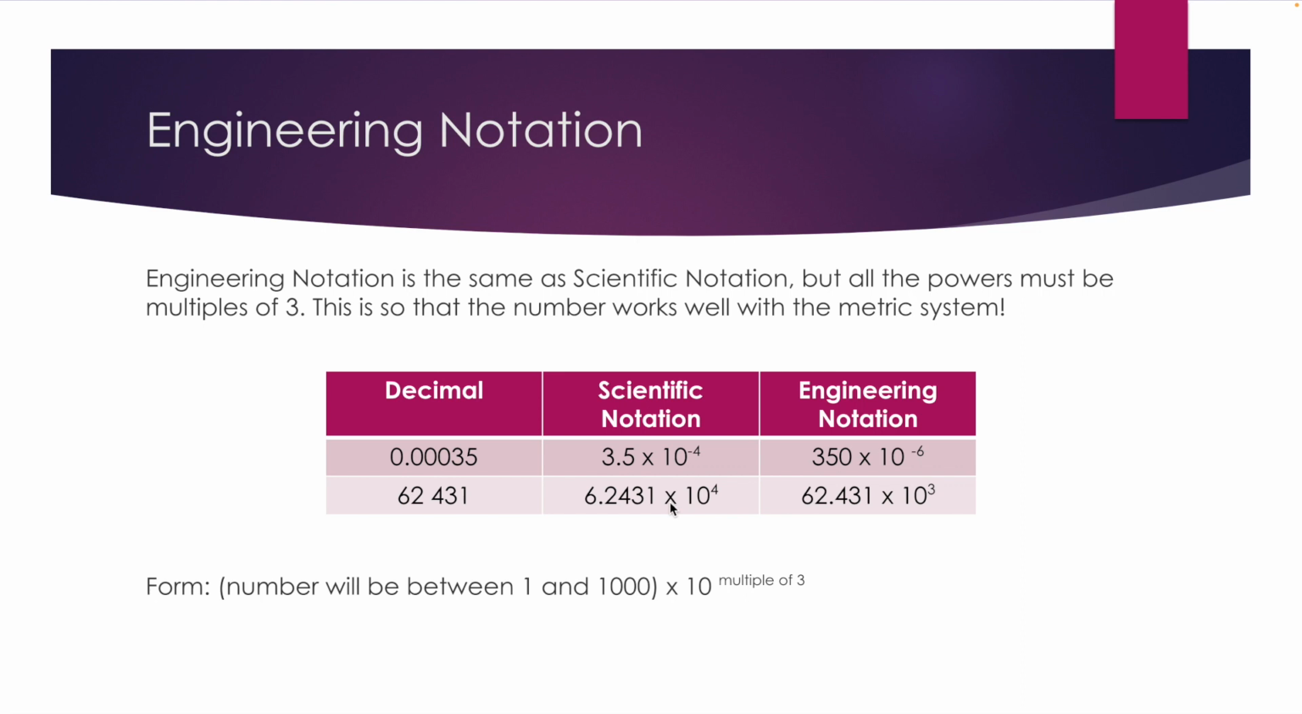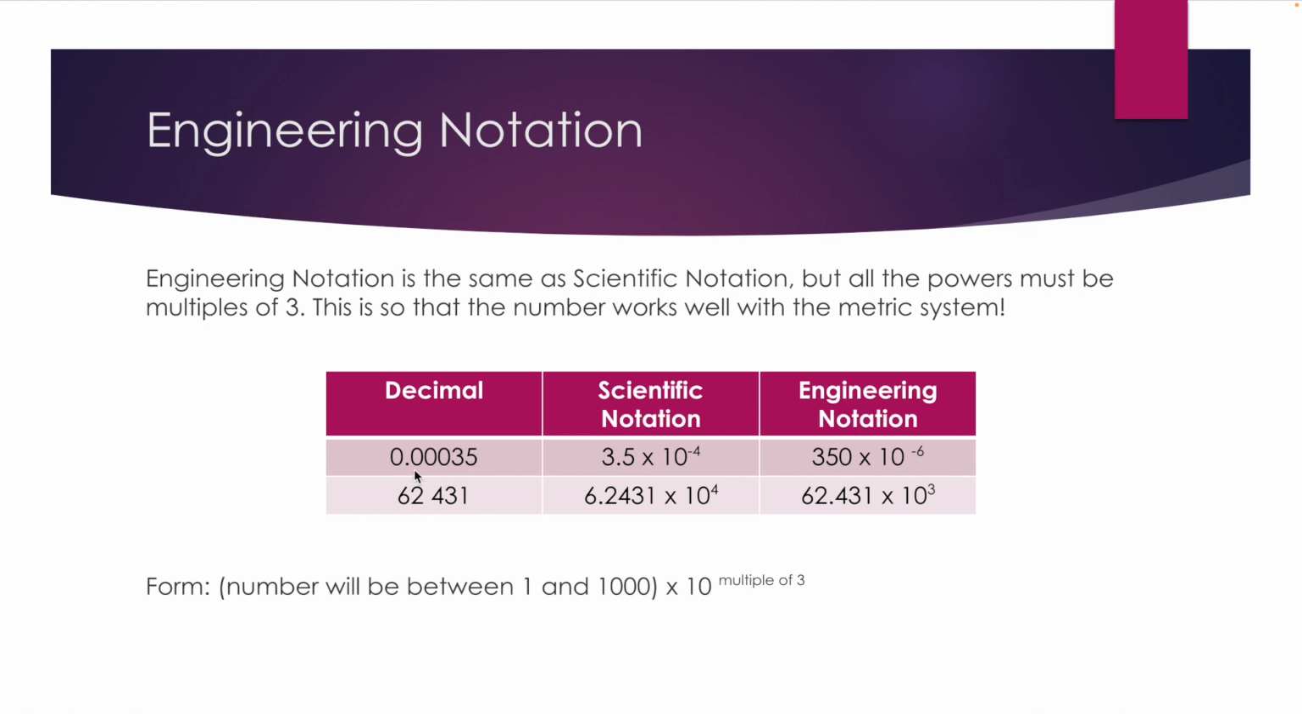Now with engineering notation, what's more important than the number being between 1 and 10 is that we actually want this power to be a multiple of 3. So 3, 6, 9, 12, and so on, either positive or negative. And because we want the power to be a multiple of 3, we're going to be a little more lenient with this front number, and we're going to allow it to be anywhere between 1 and 1,000. Essentially what you want to do is count in multiples of 3 and try to get a number between 1 and 1,000 as you go.